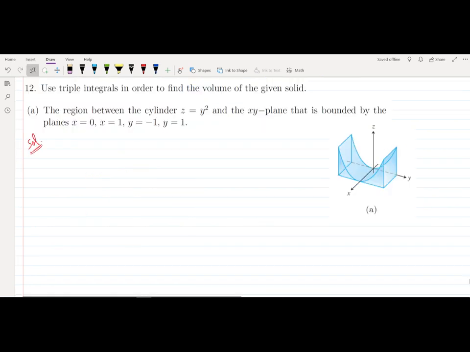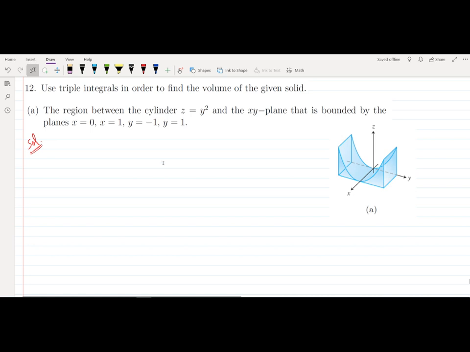Let's move on to problem number 12. Use triple integrals in order to find the volume of the given solid. This given solid, for example number A, is the region between the cylinder z equals y squared and the xy plane that is bounded by the planes x equals 0, x equals 1, y equals negative 1, and y equals 1.